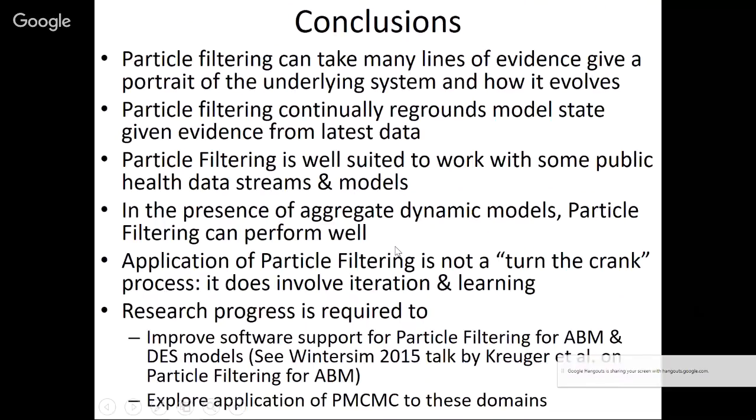Okay, a few general conclusions here. Particle filtering can take many lines of evidence and provide a portrait of the underlying system, the whole elephant, as I called it earlier, the underlying system that gives rise to them and how it's likely to evolve. Particle filtering continually regrounds model state, given evidence from the latest data, and it does so in a quite automated way. It doesn't require us to manually recalibrate the entire model to this data.